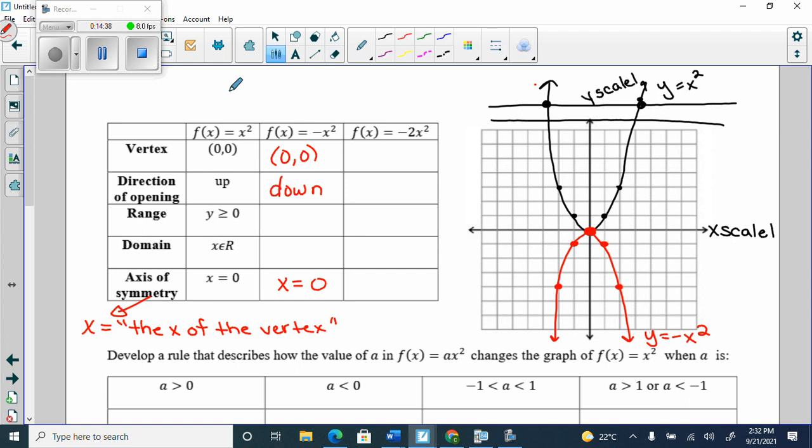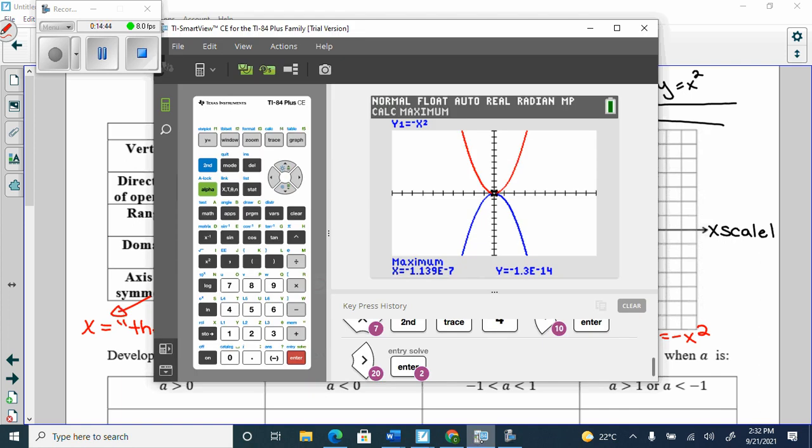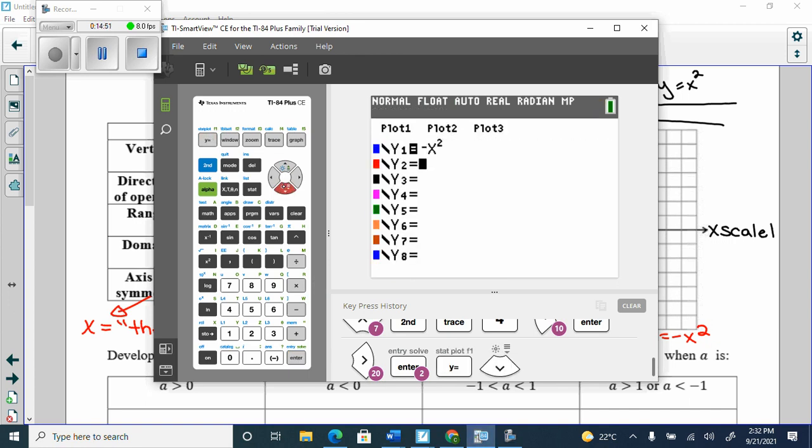So you go into your calculator and type in negative 2x squared. This is why I'm going to regret. I'm going to put in my y too so I can see it.